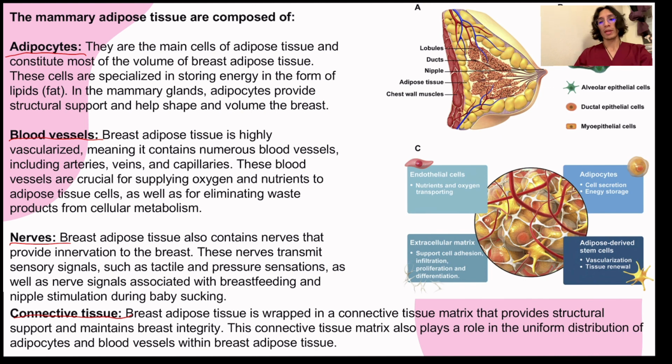Connective tissue. Breast adipose tissue is grouped in a connective tissue matrix that provides structural support and maintains breast integrity. This connective tissue matrix also plays a role in the uniform distribution of adipocytes and blood vessels within breast adipose tissue.